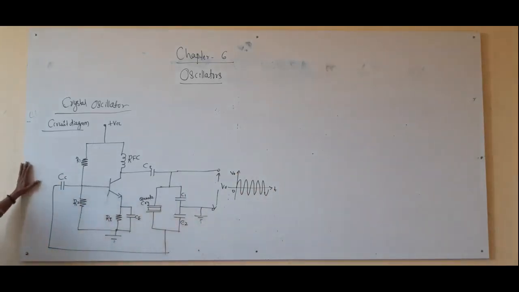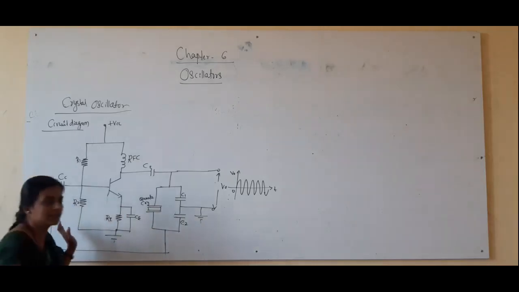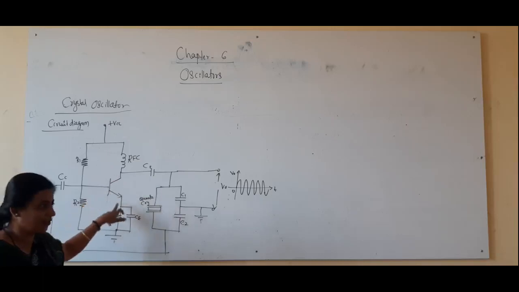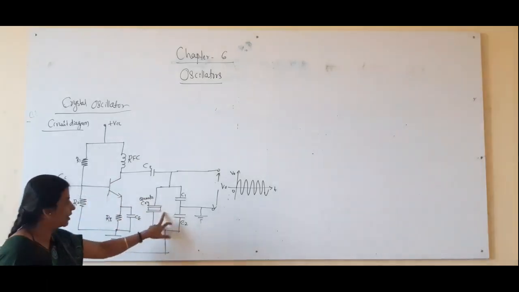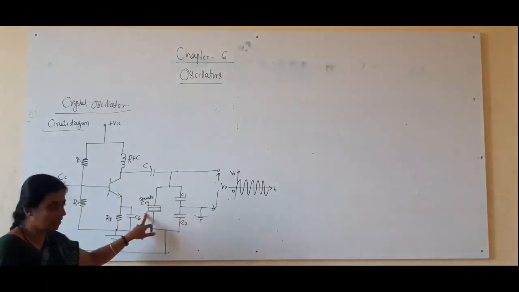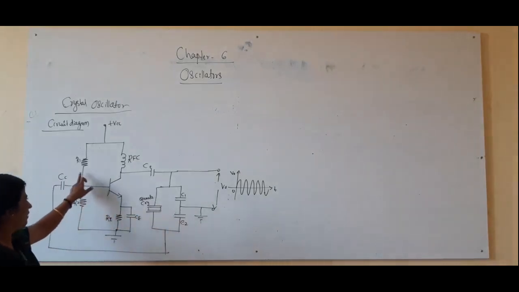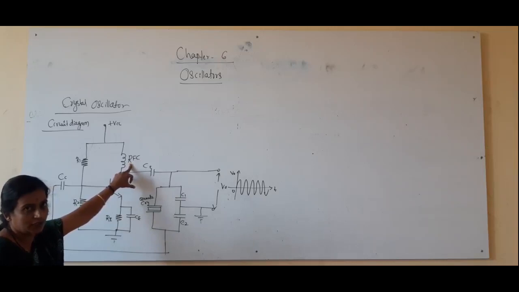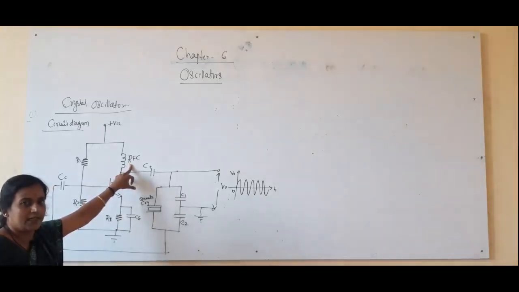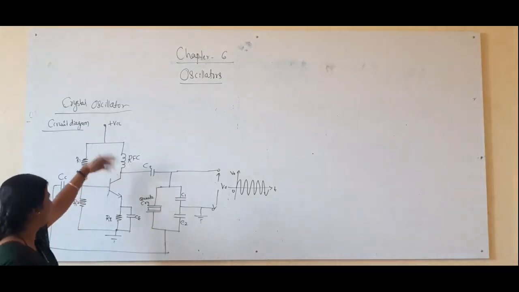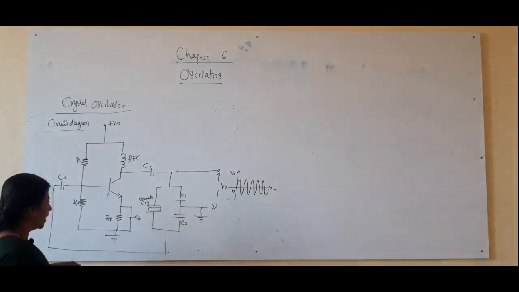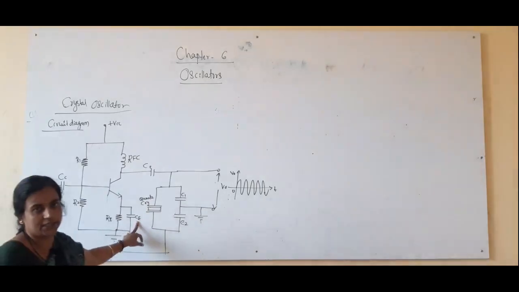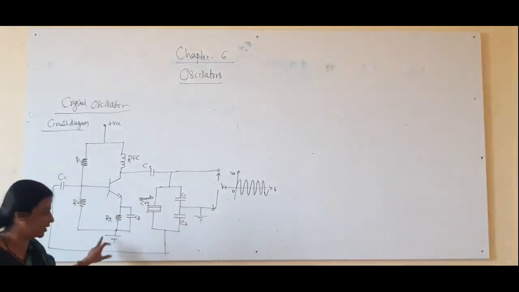So here is the circuit diagram of the crystal oscillator, sir. This crystal oscillator consists of an amplifier circuit along with the feedback. In the feedback, a crystal is employed. Here, we already know that the RFC choke, that is the radio frequency choke, is used for isolating the AC oscillation from the DC voltage supply, and the emitter bypass capacitor is used to bypass the AC current to the ground.